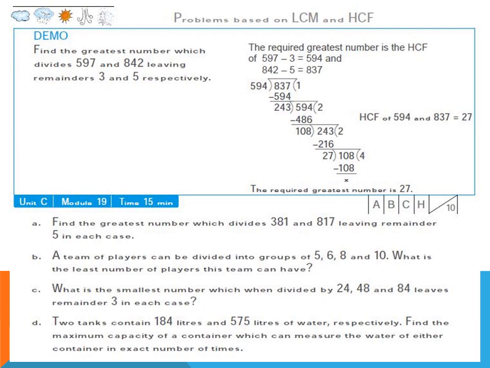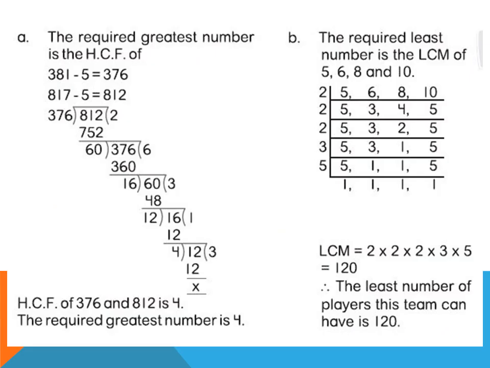Now let us move on to the answers. So question number A, see, required greatest number is the HCF of 381 minus 5, that is 376, and 817 minus 5, that is 812. Proceed with any method, either the division method or the prime factorization method, and you will find that the answer is 4. The HCF is 4.